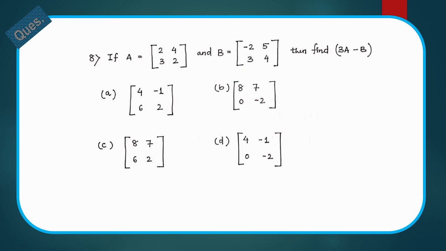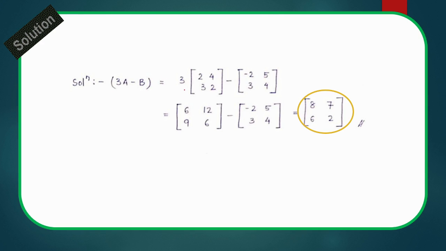So let's see how you can solve this. Here A is a matrix given, B is a matrix which is given. So 3A will be 3 into every element of A. If A has 4 elements, we have to multiply with every element of A. Then you can find 3A.